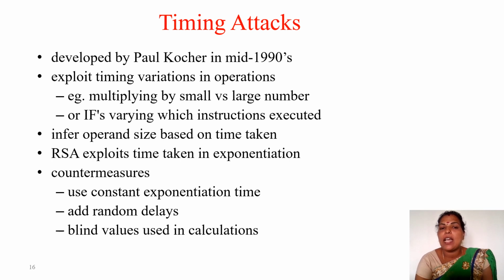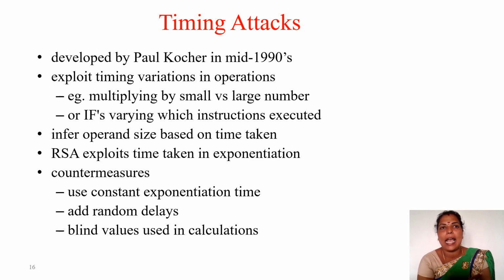So we are inferring the operand size based on the time taken to compute, because if you are using large numbers, it takes more time, but if you are using small numbers, it takes less time. Based on that, the attacker can easily guess that if it is taking small time, only small numbers are used. So whatever small prime numbers are available, he will guess all those numbers. But if it is taking a long time, then the attacker will think that long numbers are used.